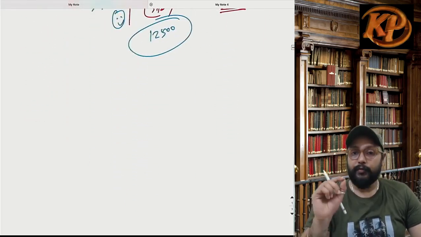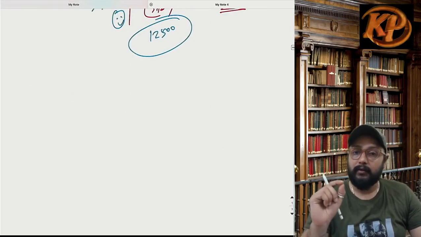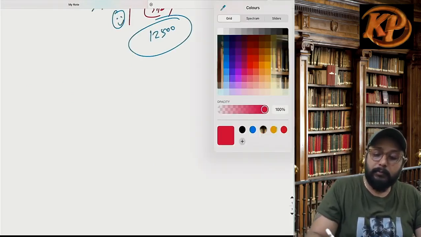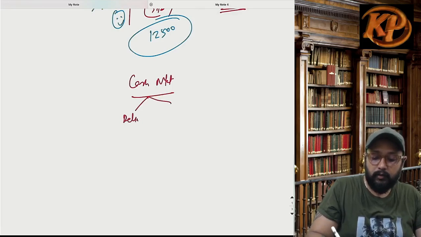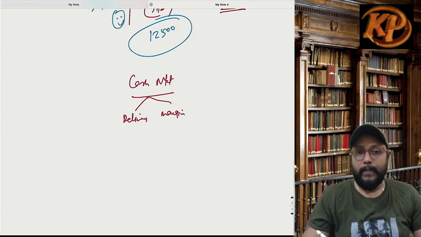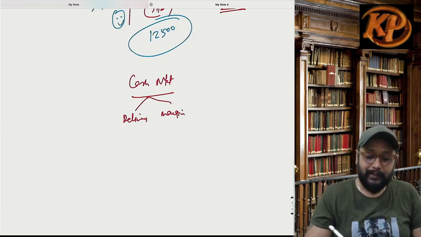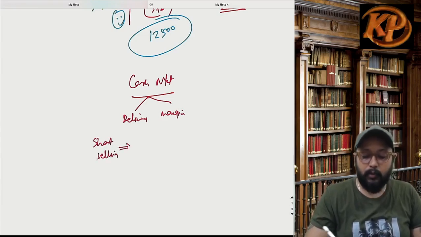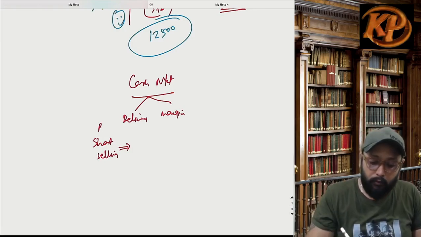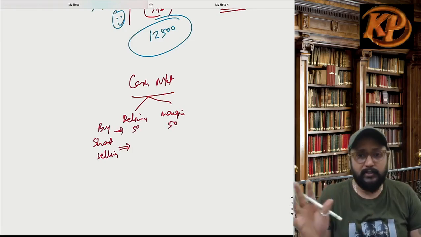The big advantage of futures against cash market. In cash market, I told you, you can take delivery or you can trade using margin. But there are restrictions on short selling. You can buy, but short selling is not allowed. Short selling means, I don't have Reliance. If I want to buy Reliance, I can buy delivery of Reliance 50 shares. I can also buy using margin. Explained yesterday.